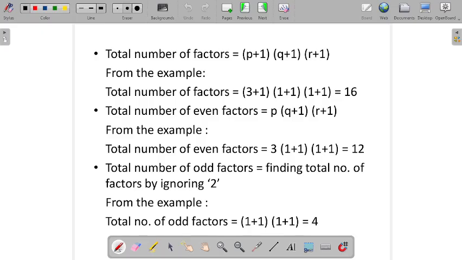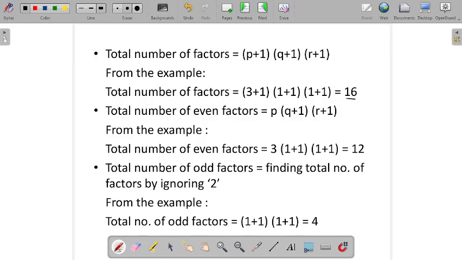Next, total number of factors. For this, formula is p plus 1 into q plus 1 into r plus 1. See, we have already found p equal to 3, q equal to 1 and r equal to 1. When we substituted these values here, we have got 16 as answer. So to find this total number of factors, p plus 1 into q plus 1 into r plus 1. Please remember this.